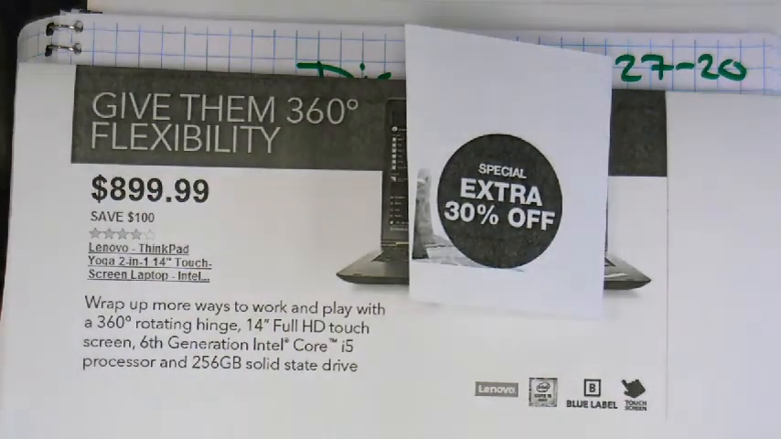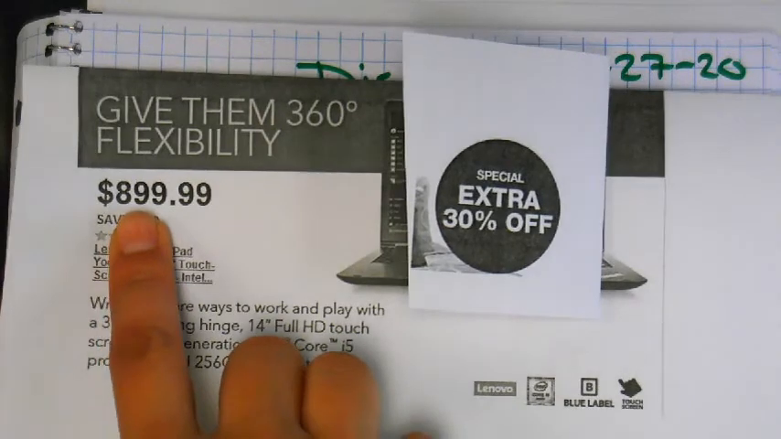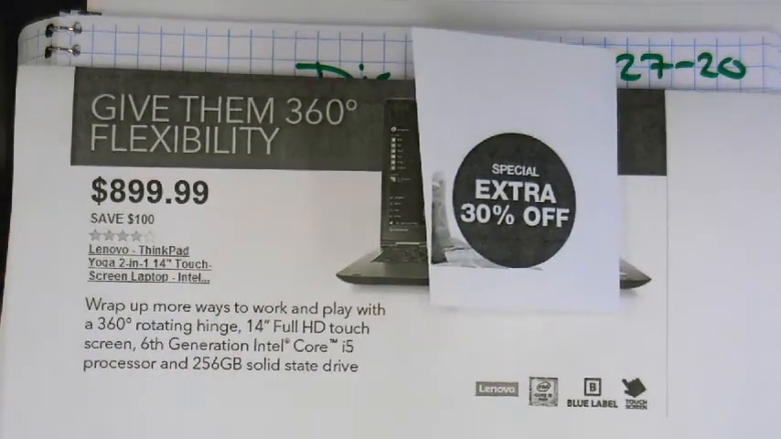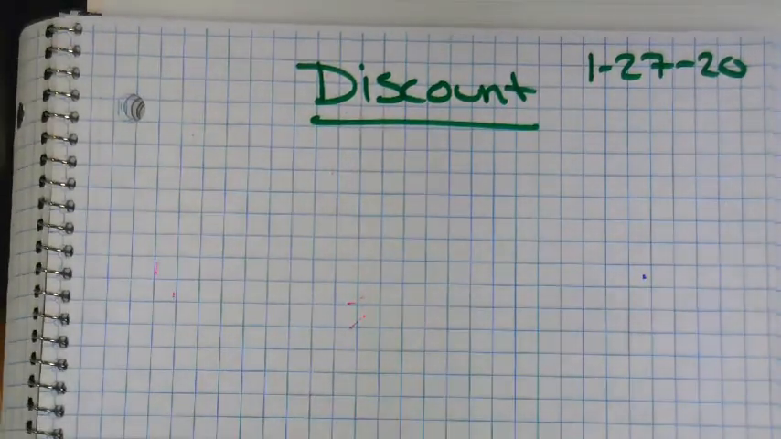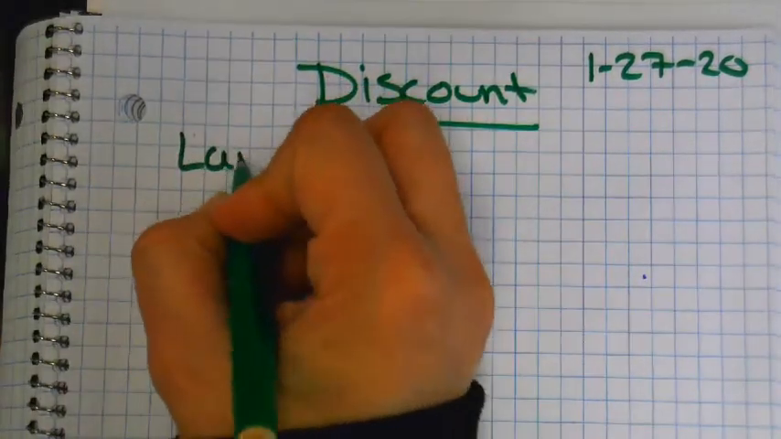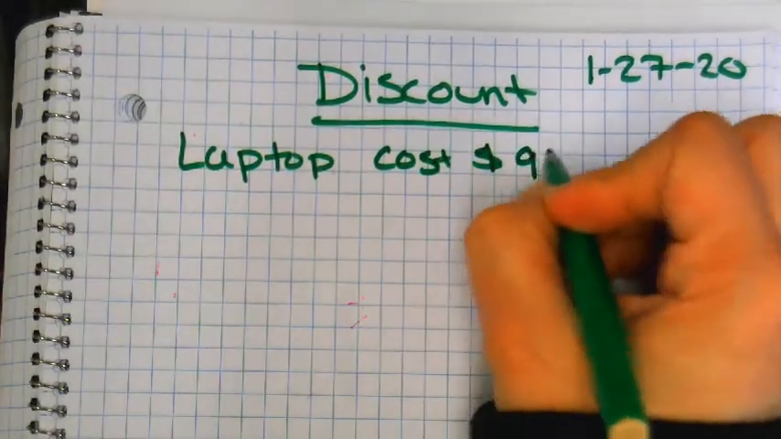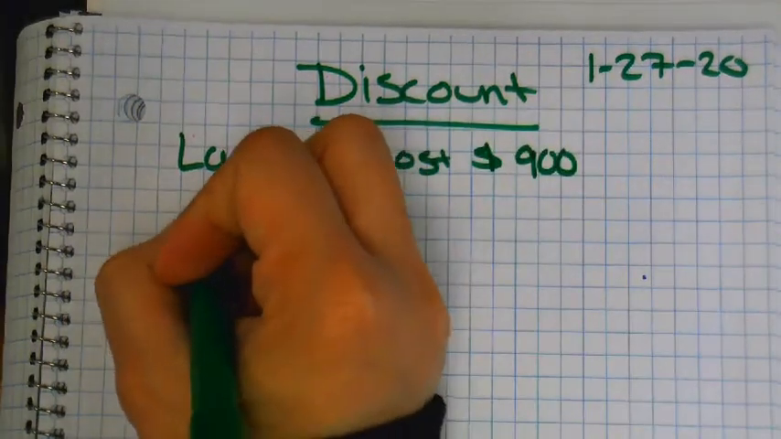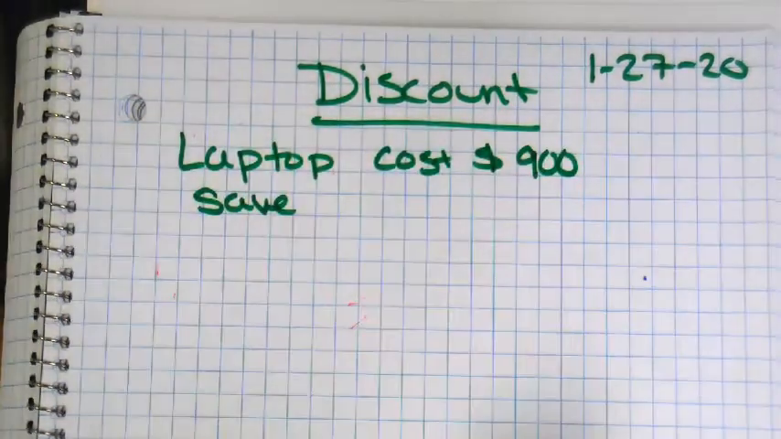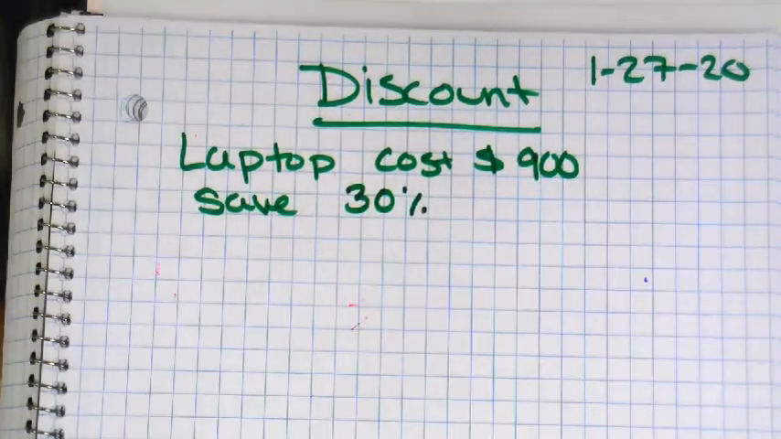So my question is, well, how much do I end up paying? Obviously, right now it's $900, but I'm going to take 30% off. So we're going to do discount, okay? So the laptop cost $900, right? And how much am I going to save? What percent am I going to save? Okay, so I'm going to say 30%. That's how much I'm going to save, okay?